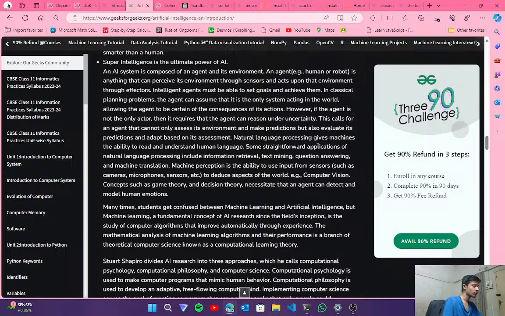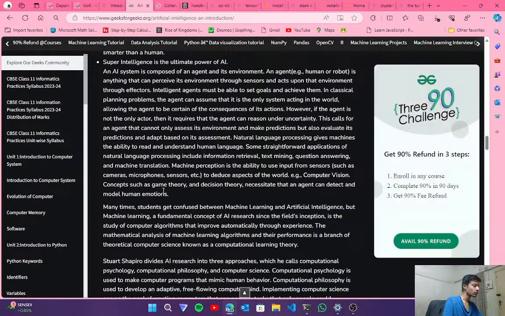Natural language processing gives the machine the ability to read and understand human language. Some straightforward applications of natural language processing include information retrieval, text mining, question answering, and machine translation. Machine perception is the ability to use input from sensors such as cameras, microphones, etc., to deduce aspects of the world, for example computer vision. Concepts such as game theory and decision theory necessitate that an agent can detect and model human emotions.